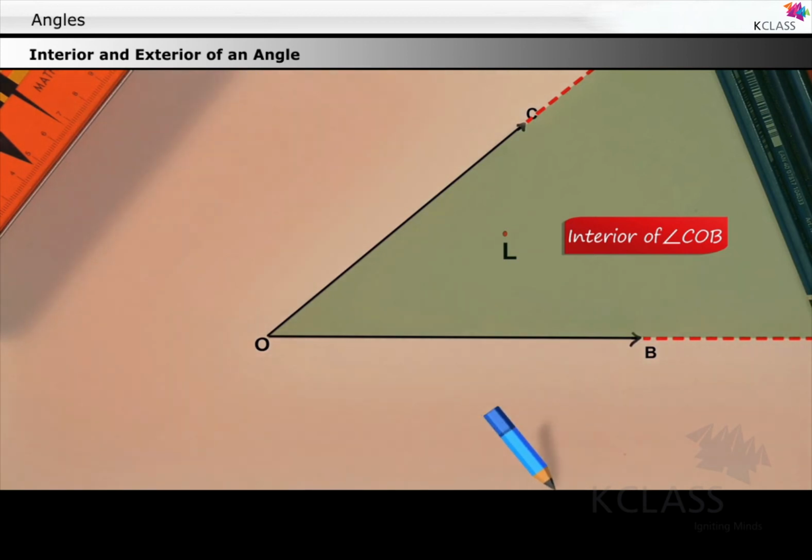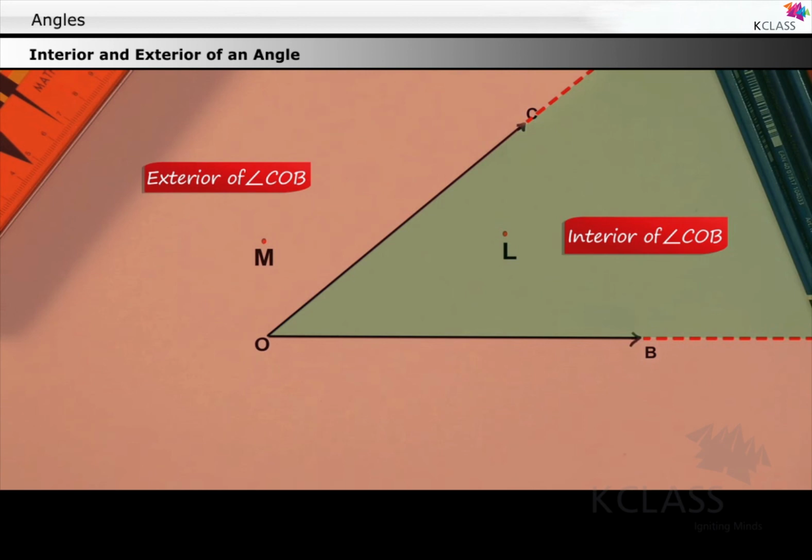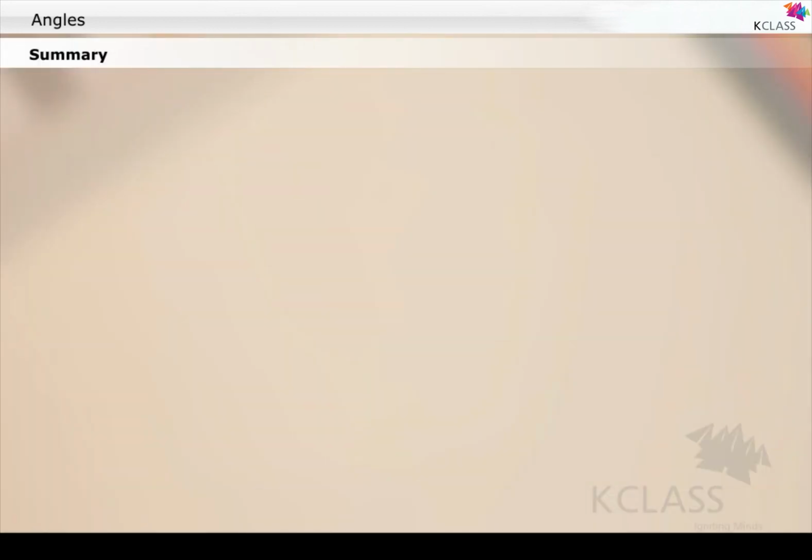The red colored area indicates the exterior of angle COB. The exterior of the angle is infinite. Point M lies on the exterior of the angle COB. Let us summarize what we've learned in this learning unit.